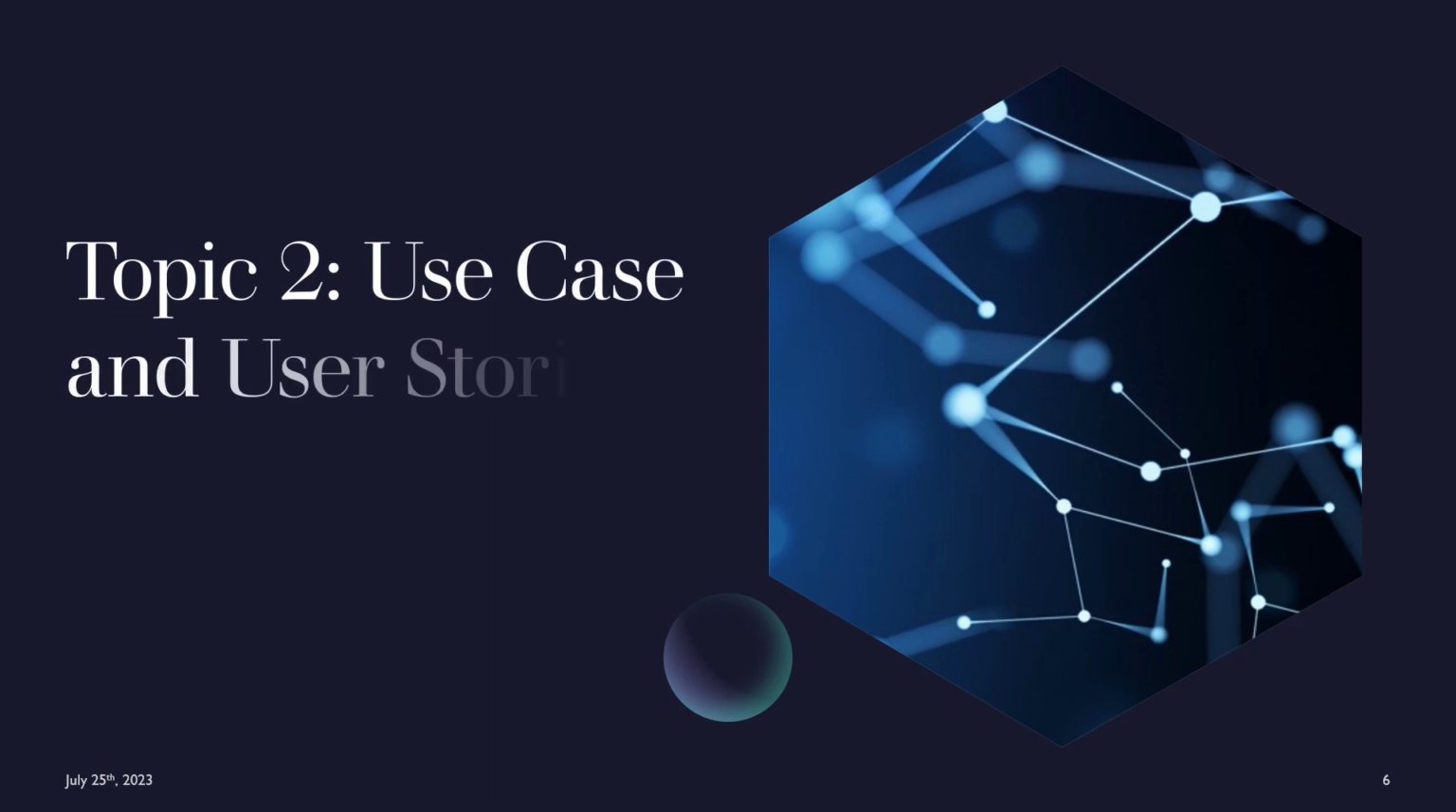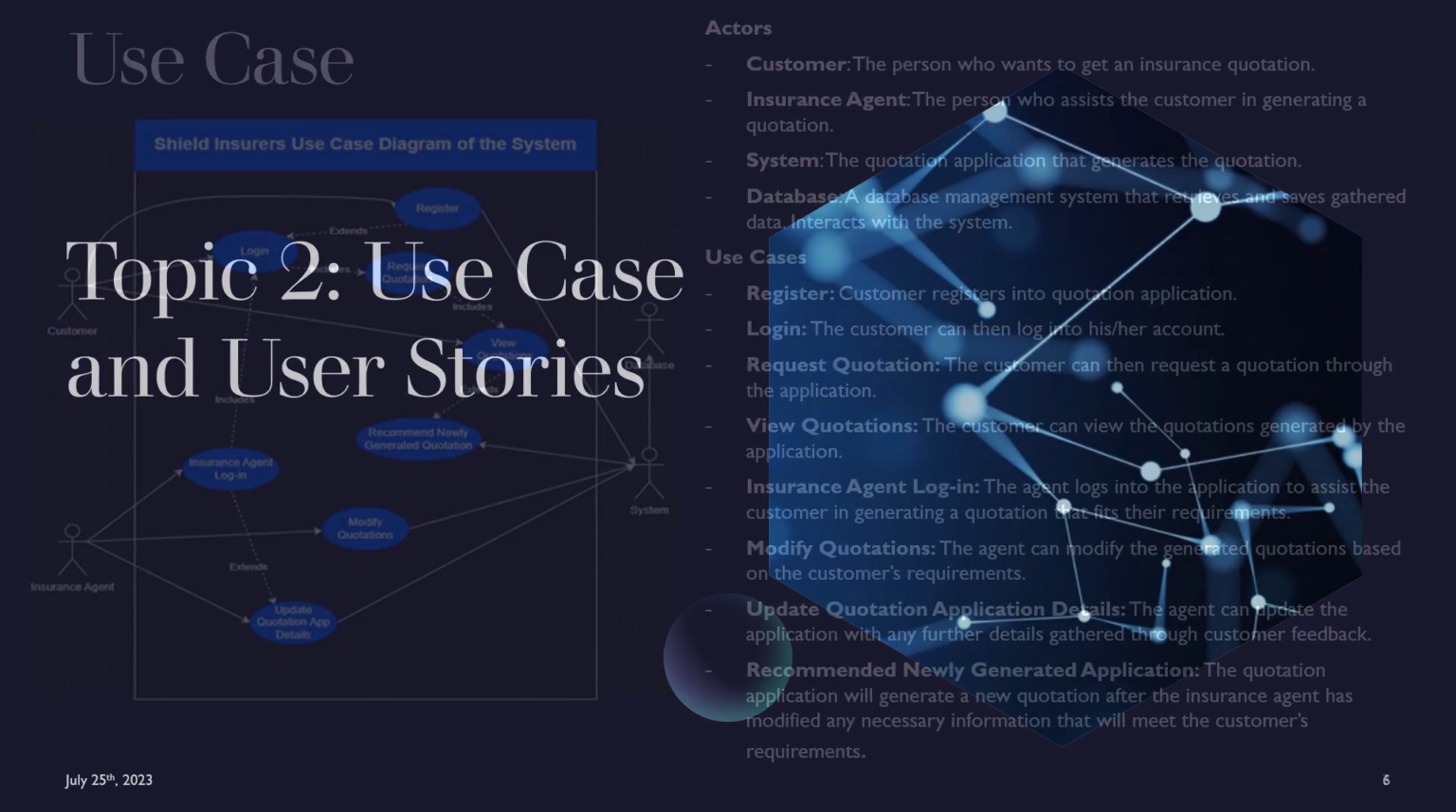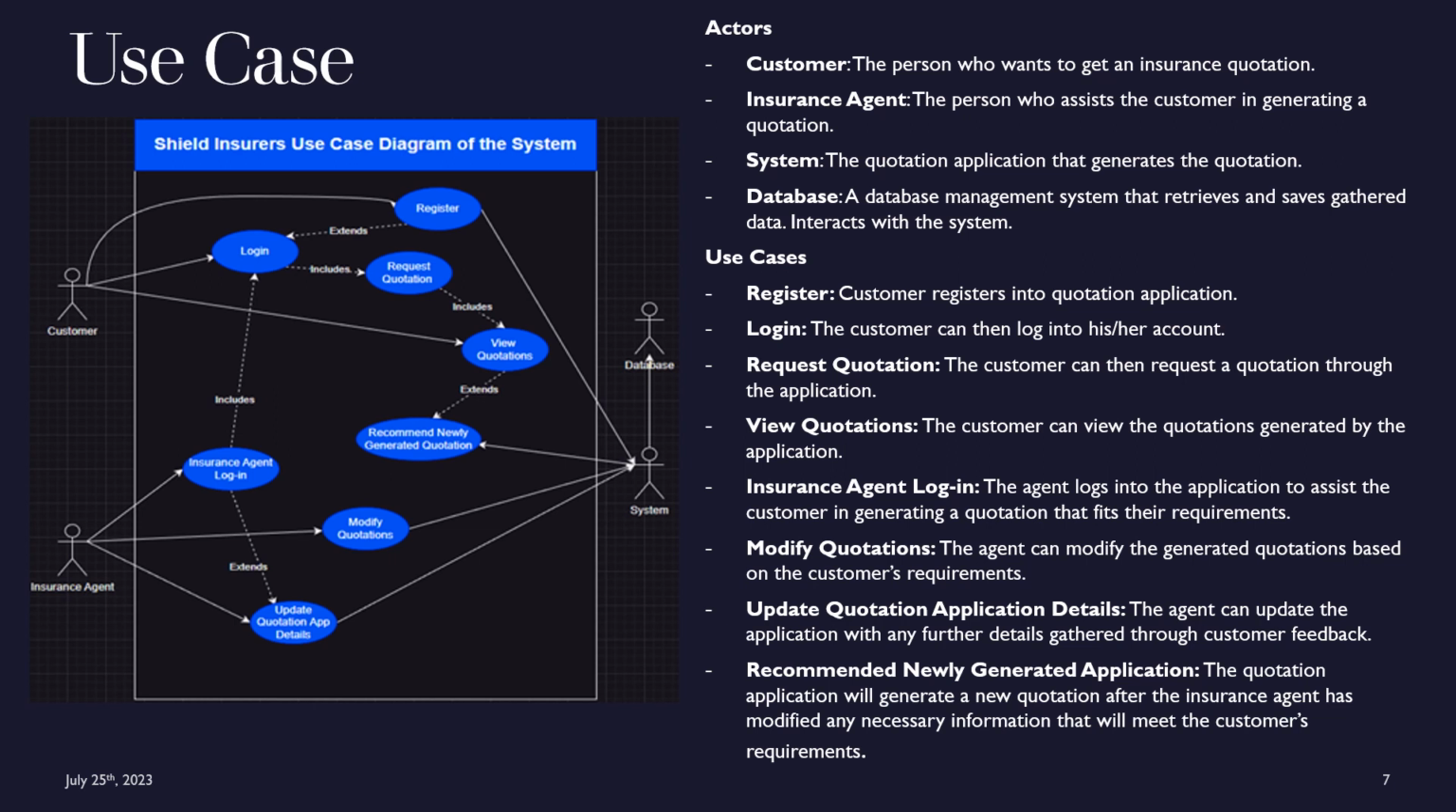For the second topic, I will be discussing use case and user stories. Here we can see Shield Insurers' use case diagram. We have 4 different types of actors.